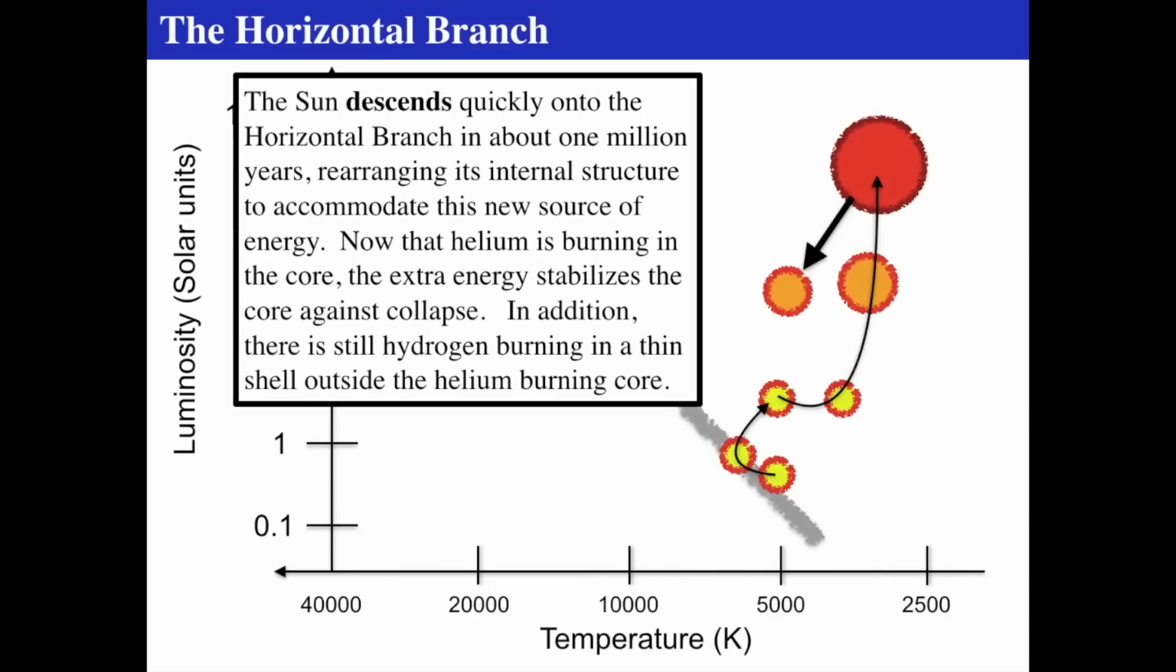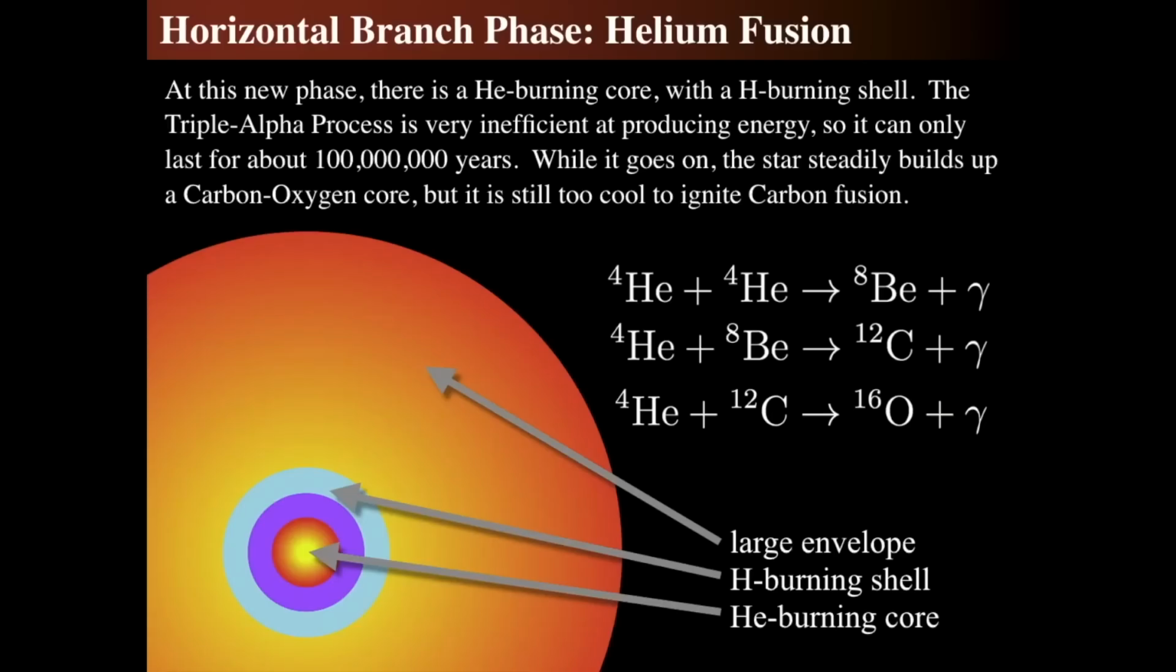The sun descends back onto the horizontal giant branch in about 1 million years. The internal structure rearranges rather rapidly to accommodate the energy, and now the helium is burning at the core. It stabilizes everything against the collapse. And then there's still some hydrogen burning around, because the star is mostly hydrogen on the outside. It's lost most of it. It's lost 1/4 of its mass so far. We're down to a 0.75 solar mass star, but that's still hot enough to burn helium in the core as it gets compressed and compressed and compressed.